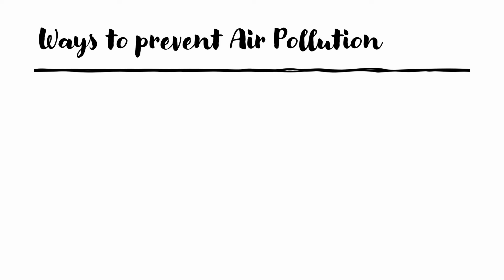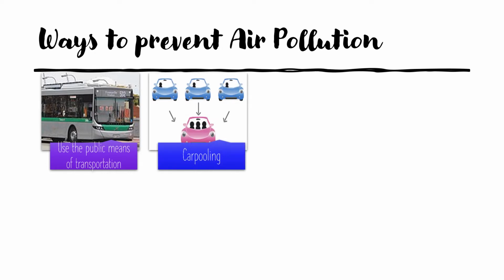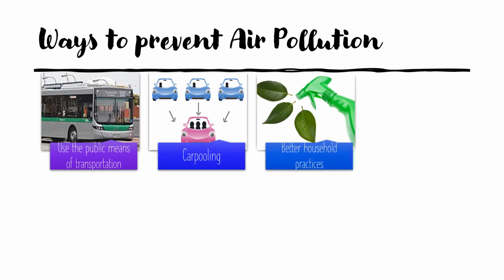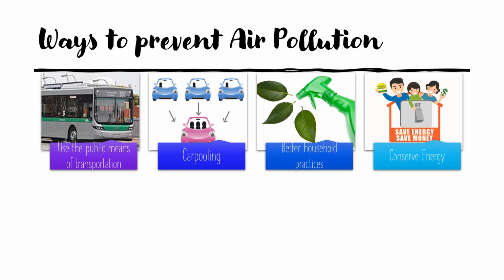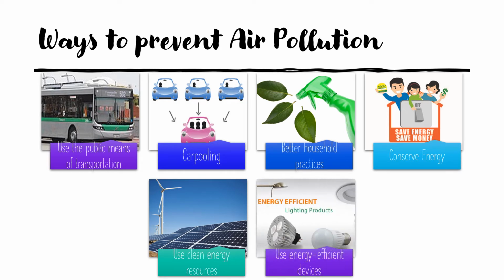Let's learn some ways to prevent air pollution. We have to use the public means of transportation, that means buses and taxis, or maybe carpooling, when friends get together and use only one car instead of three. Better household practices, when we conserve energy, especially at home, at work, or in the school, or use clean energy resources, as well as energy efficient devices.